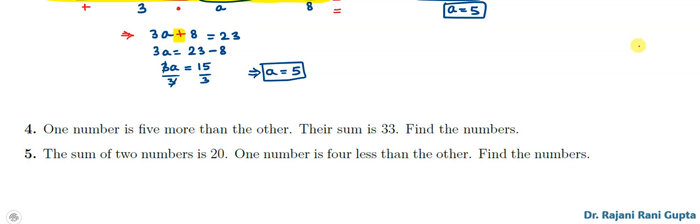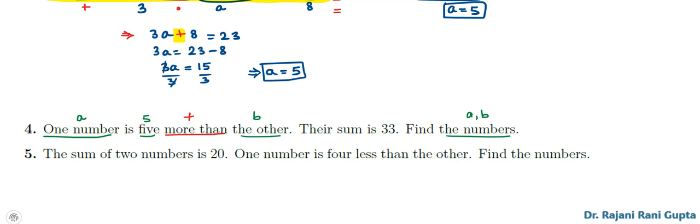One number is 5 more than the other. Their sum is 33. Find the numbers. Now they are talking about numbers, so it means two numbers, A and B. Let's say one of the numbers, A, is 5 more than. What is the notation for more than? Correct, plus. The other will be B.